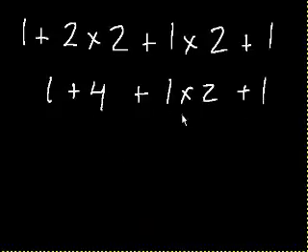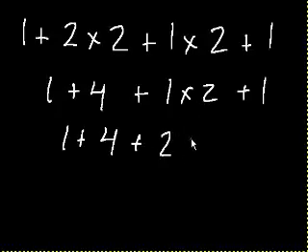We have this one right here. So let's do that, 1 times 2. So we get 1 plus 4 plus 1 times 2. So that's just 2 plus 1. And now all we have left is addition. So we have 1 plus 4 is 5, plus 2 is 7, plus 1 is 8.